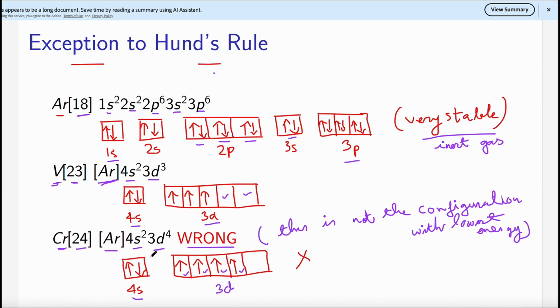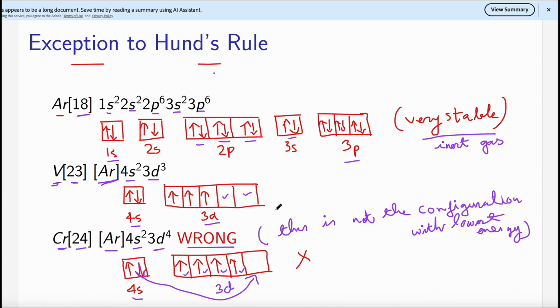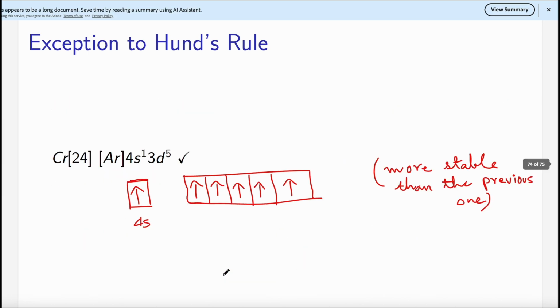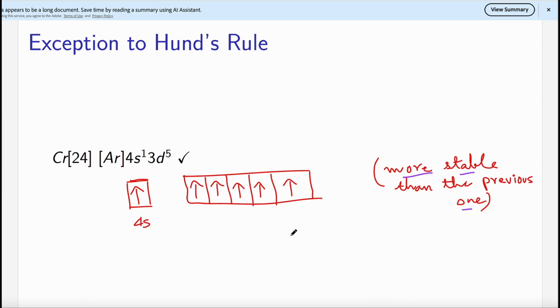What happens is that one electron from the 4s will actually go and sit in the 3d, so the 4s will now have only 1 electron, spin up, and this 3d orbital which was not filled will now have an electron. This configuration is more stable than the previous one. The previous configuration is not the most stable one; this is the most stable one. So this is my 4s, and this is 3d.